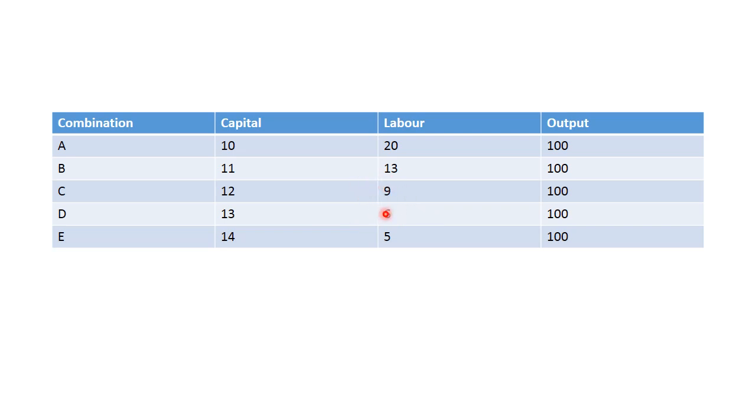So how much labor have we reduced from 13 to 9? So 4 labor units are reduced. Production remains at the same level. So here the reduction in labor was 7 units. From combination B to C, it is 4 units. From C to D, it is 3 units. And from D to E, it is only 1 unit.